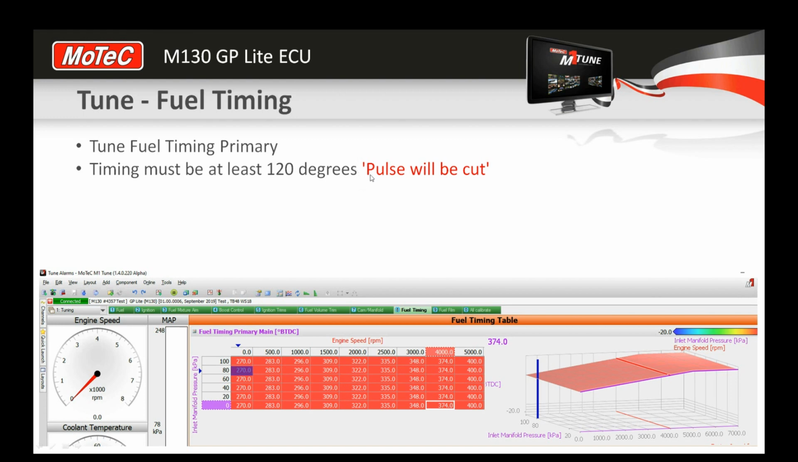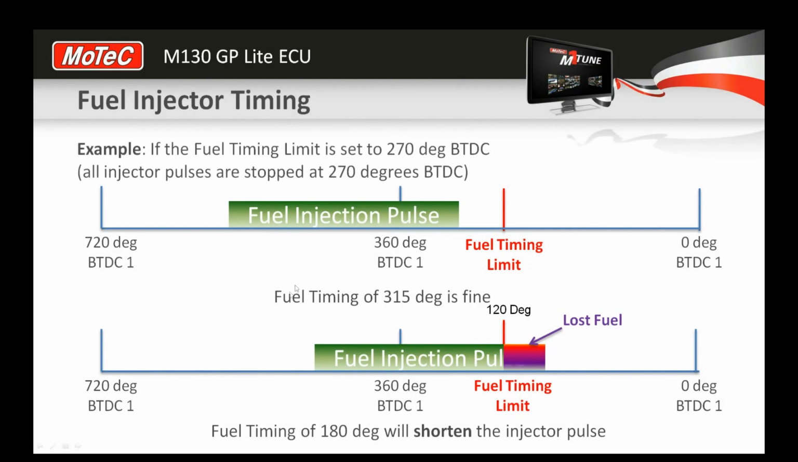So for that reason, the pulse will actually be shortened for anything after 120 degrees. So we don't expect you to be tuning in that area, but just be aware that if you try going less than 120 degrees in your fuel timing, that's the result. Alright, so here's our injection pulse. If for some reason you want to run more retarded fuel timing than 120 degrees, the pulse is shortened, so it'll actually effectively lean the engine out.